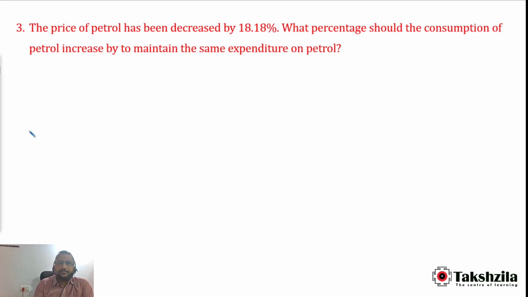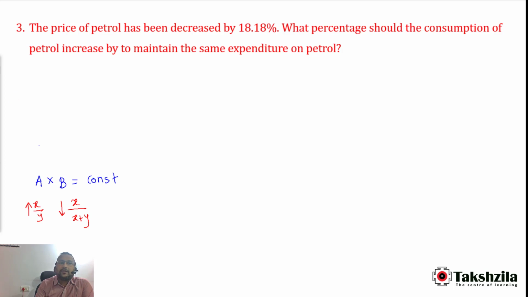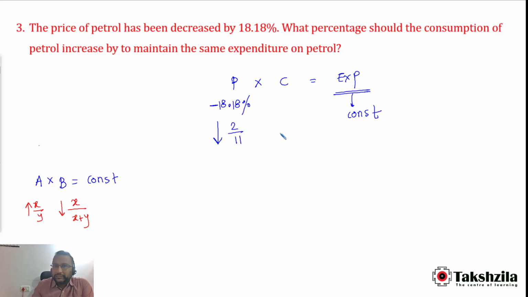Now, third example. Over here, the price of petrol decreased by 18.18%. So again, same formula, price into consumption is equal to expenditure. We want to keep the expenditure constant over here. So price of petrol is going to decrease by 18.18%, that is, by 2 divided by 11. So consumption should increase by how much percent?